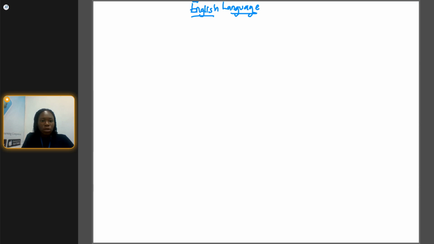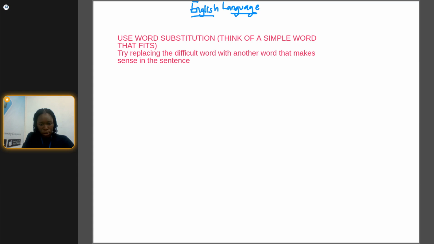All right. So the third option or the third tip that we are looking at is to use word substitution. Again, we already looked at two. We looked at two tips out of five. So this is the third one. And the third one is to use word substitution.